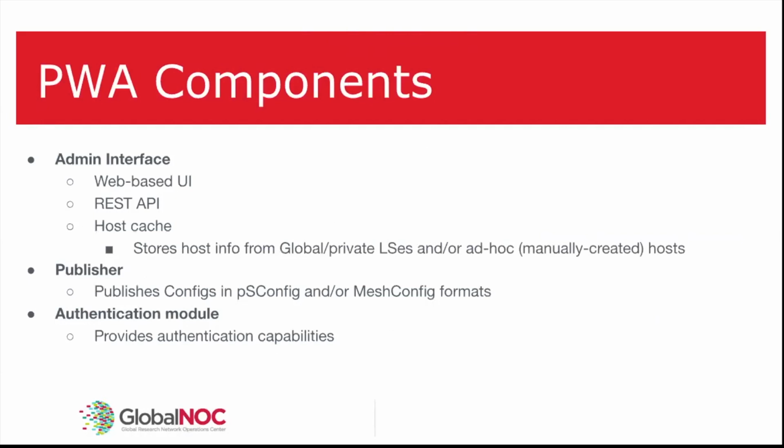PWA has a few different components here. Obviously, there's the admin interface, which has a web-based UI. There's also a REST API that goes along with that, and a host cache. What this does is it actually pulls down all the data from the global Lookup Service and stores it locally, which allows you to query on it quickly and easily. You can also have private lookup services, and you can have a combination of the global and private, or you can also just manually create hosts, which are referred to as ad hoc hosts.